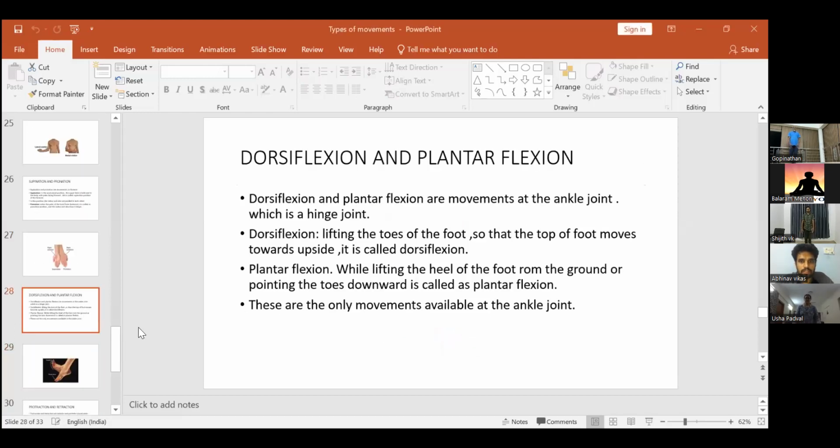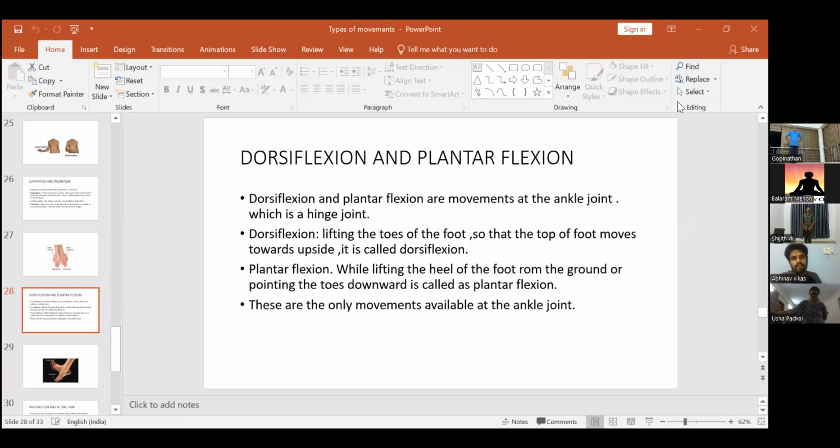Next, dorsiflexion, plantar flexion. What is dorsiflexion? These are movements at the ankle joint. Dorsiflexion is lifting the toes of the foot so the top of the foot moves upward. Plantar flexion means it is moving toward the ground. These are the only movements available at the ankle joint.